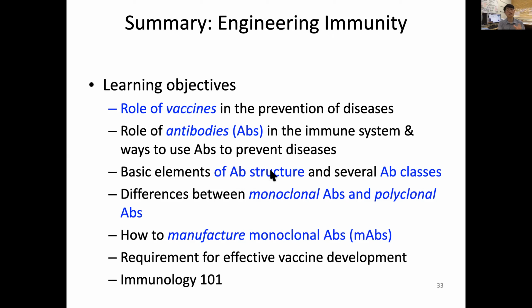And we talked about the differences between monoclonal antibodies, which could be used for therapeutic and research purposes, and also polyclonal antibodies, and how to manufacture monoclonal antibodies, which led to a Nobel Prize, and the requirements for effective vaccine development. And finally, we had immunology 101, or the basics of immunology, such as innate and adaptive immunity.